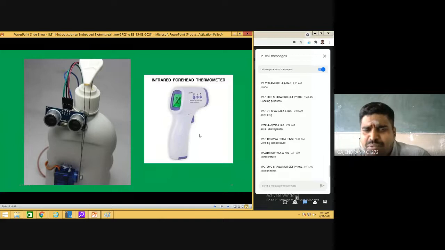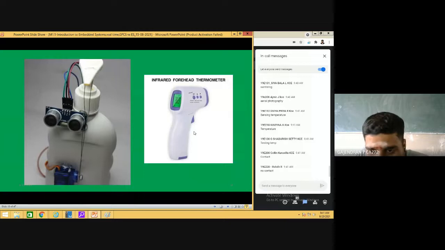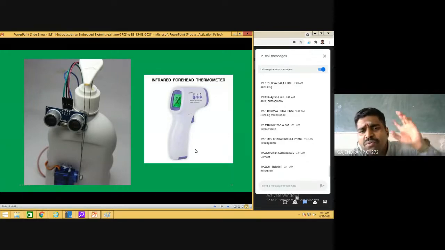I can have a normal thermometer. Why can't I use it? Contact, very good. You won't have a direct contact. You people may think, is this thermometer only recently invented? No. It is a very, very old thing.